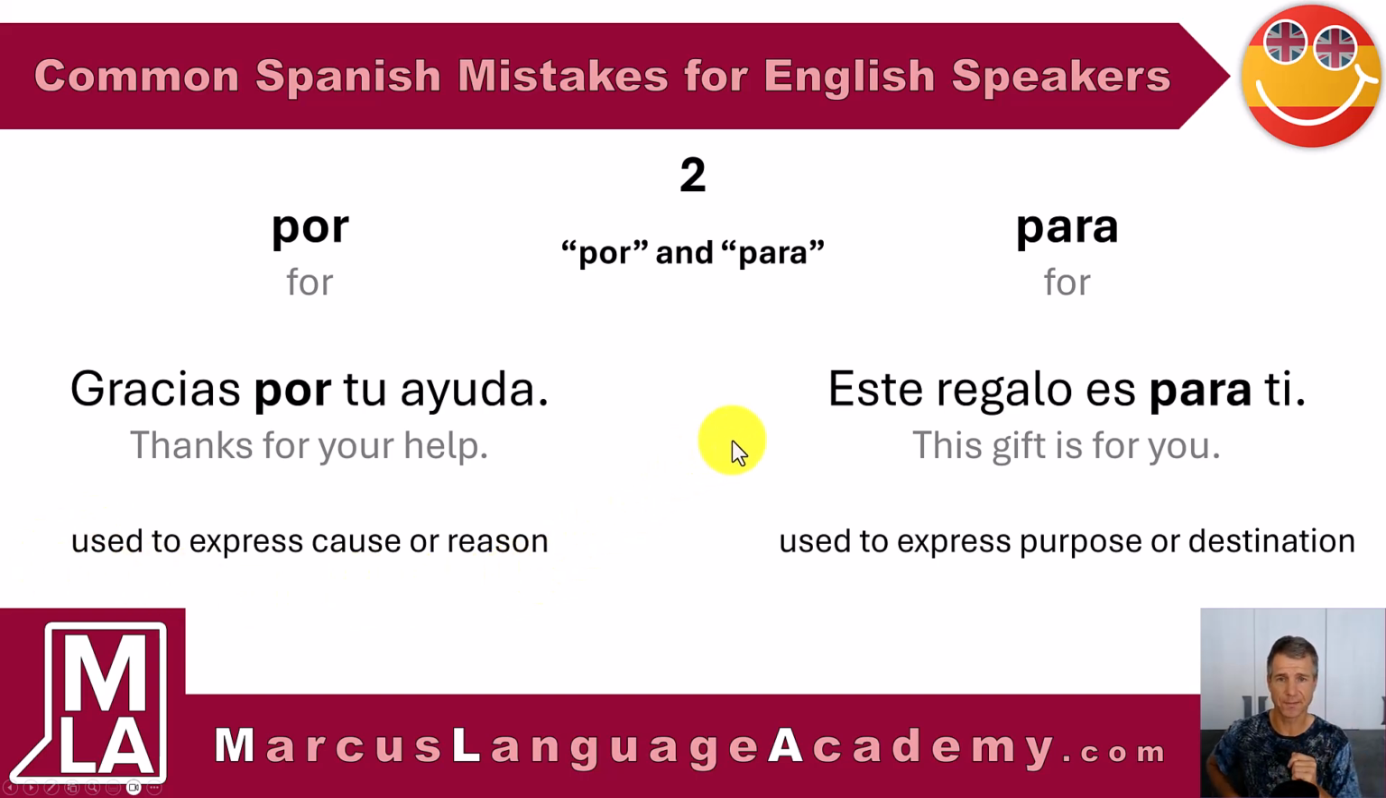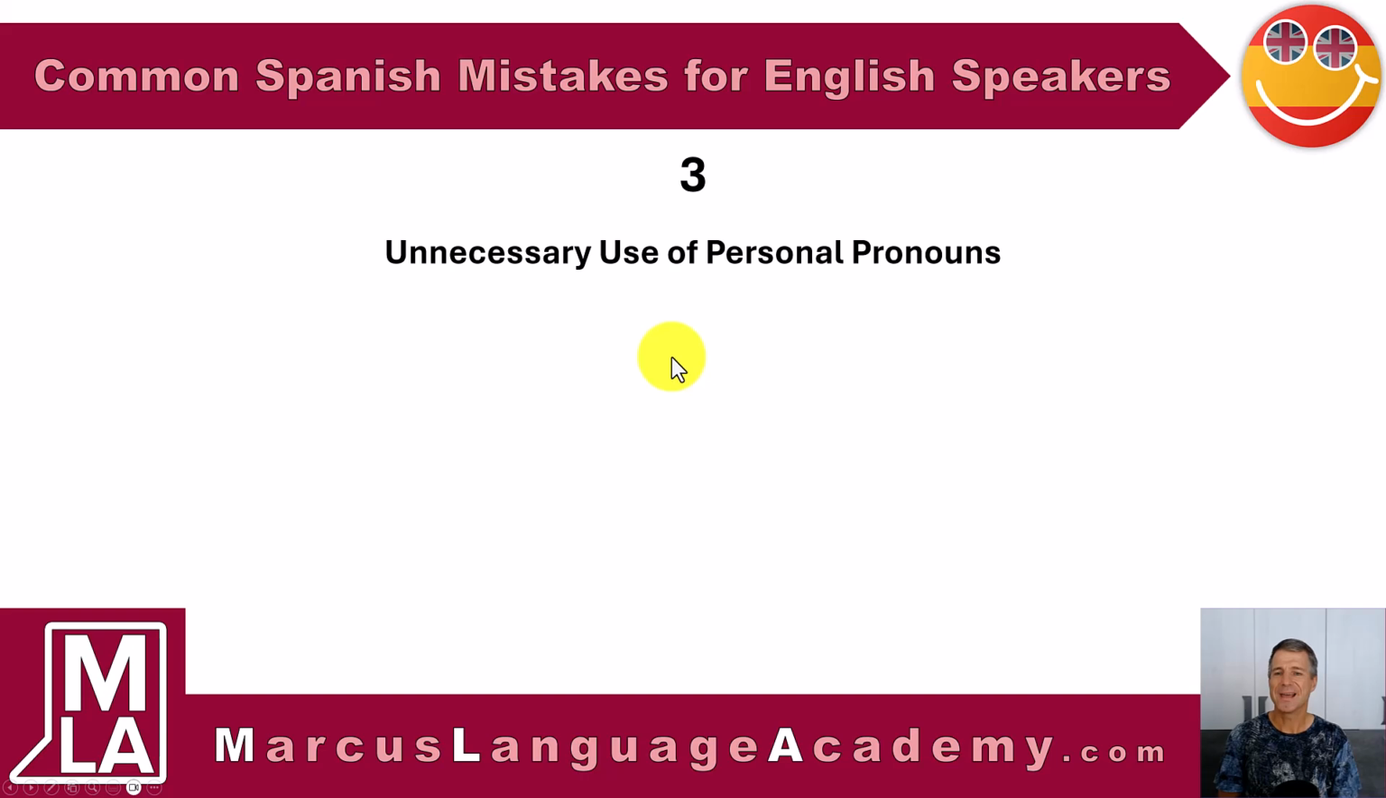But you would say, este regalo es para ti. This gift is for you, because you're indicating the recipient. Learning when to use each one will make your Spanish sound even more natural. Okay, another common mistake is the unnecessary use of personal pronouns in Spanish.